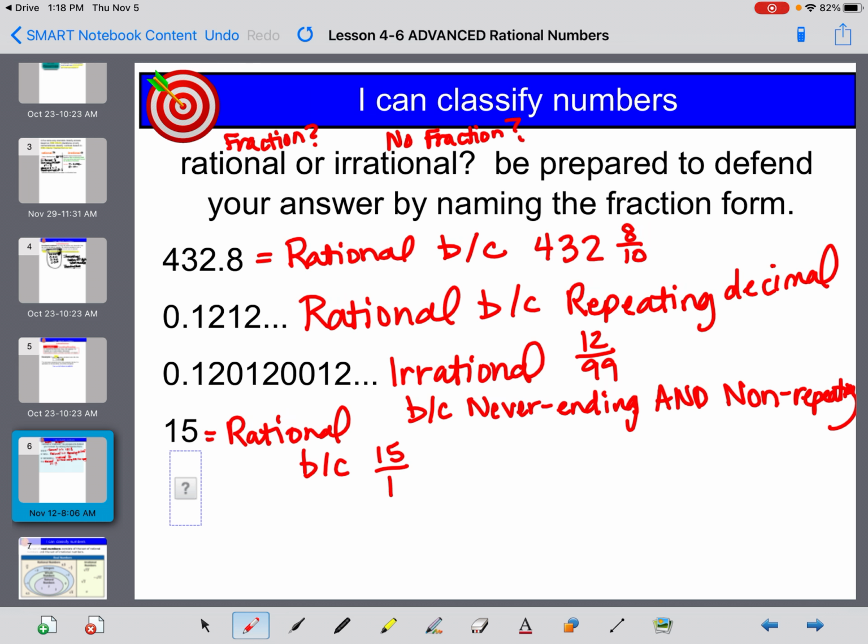I'm trying to look quickly for what this missing number is. All right. Oh, 3/4. 3/4. Is that rational or irrational? Rational numbers can be written as fractions. It's already a fraction, so I know it's rational. All right, so if it has a fraction form, it's rational. If it doesn't, it's irrational.